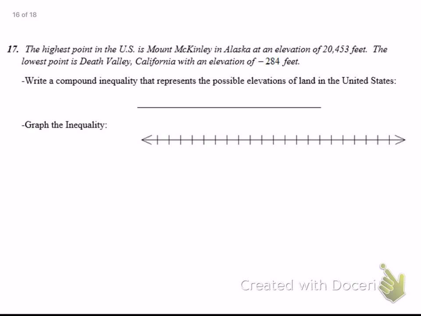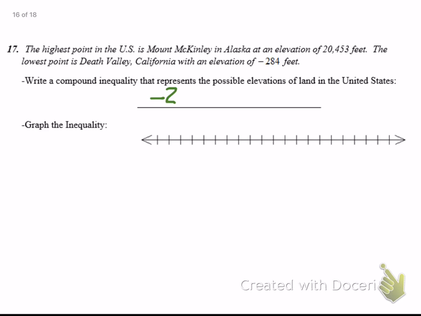For this one here, we want to write a compound inequality that represents the possible elevation of land in the United States. We see that the highest point in the U.S. is Mount McKinley in Alaska at an elevation of 20,453 feet. The lowest point is Death Valley, California, with an elevation of -284 feet. They're giving us two endpoints. That's the smallest and the largest that it could be.